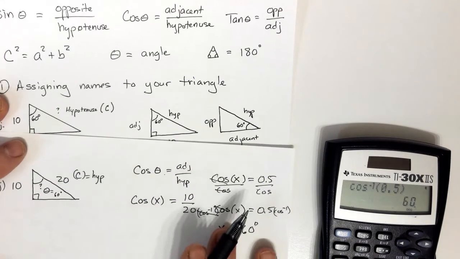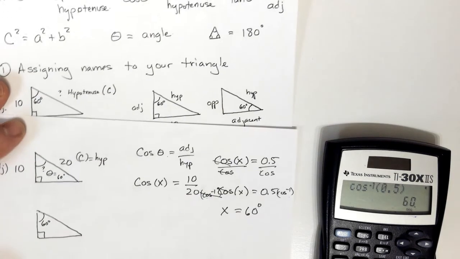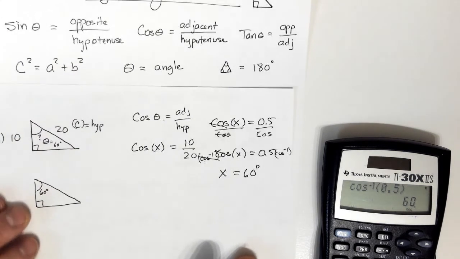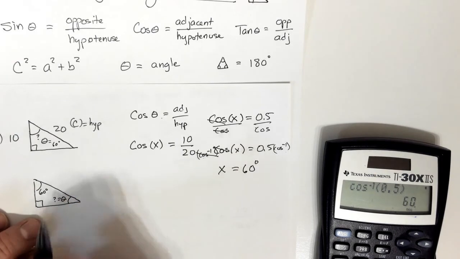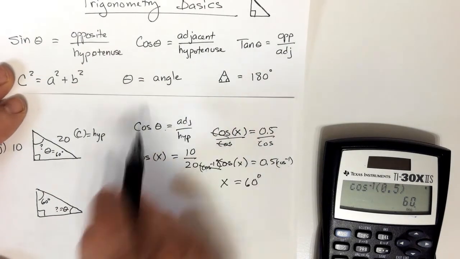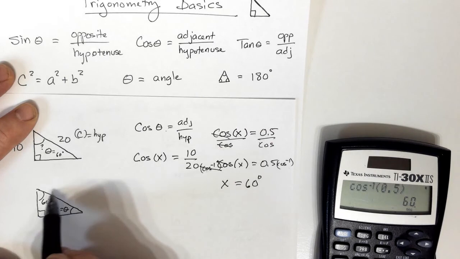If this is a triangle, and I know this is 60 degrees, and this is 90, because I'm always working with 90-degree triangles, then what is this angle going to be? Well, I can use trigonometry, this up here, or I can use this idea right here. All 3 angles should add up to 180.